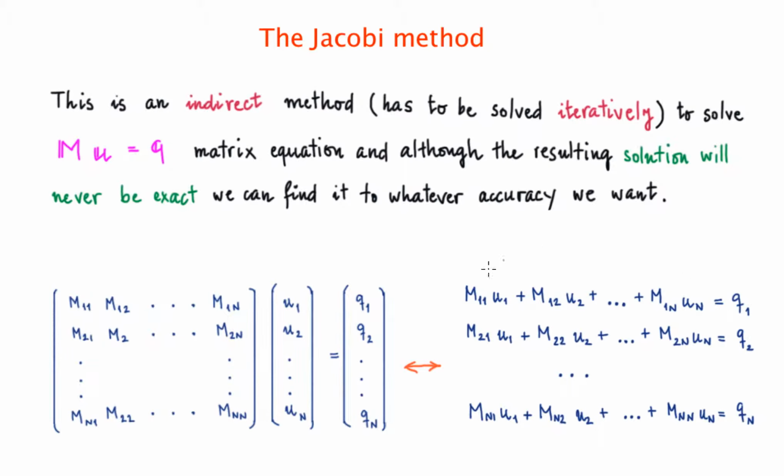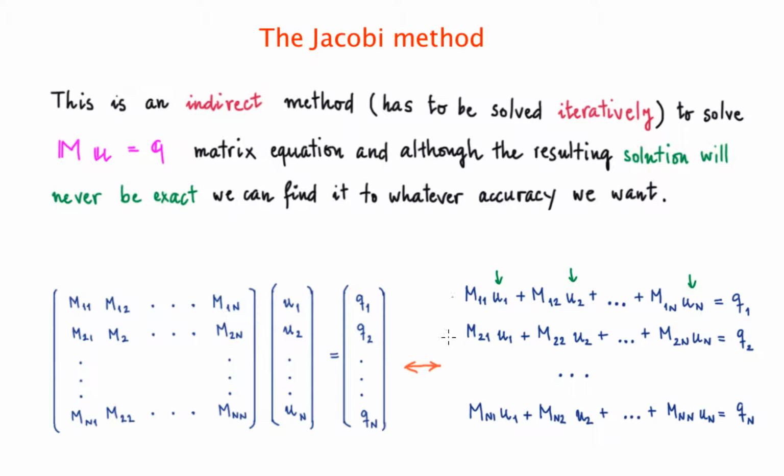Let's suppose we have this system of equations, where u1, u2, up to un are unknown values, and all the rest, the m1,1, m1,2, m1n, and the q1s, are known values. So this is a system of equations where the unknowns are expressed by u1, u2, up to un. So you have n unknowns.